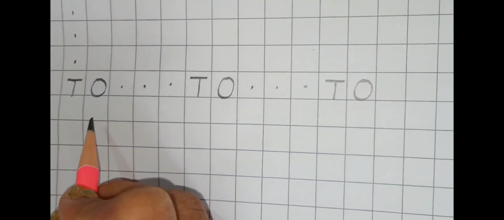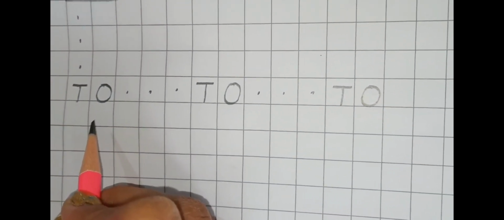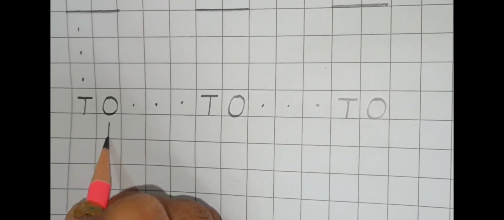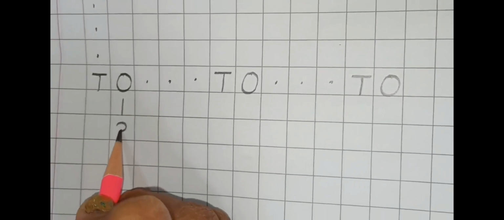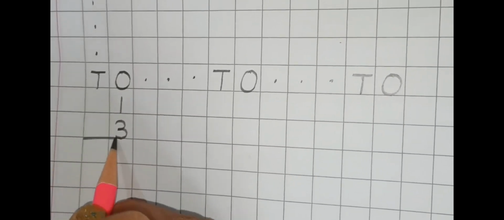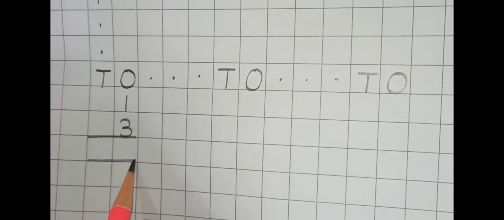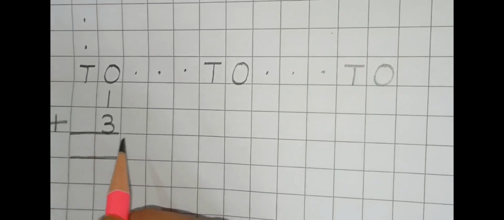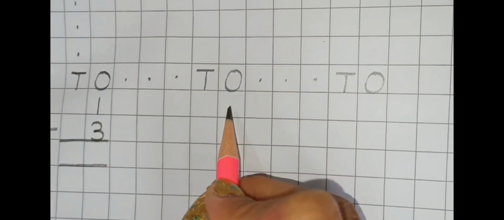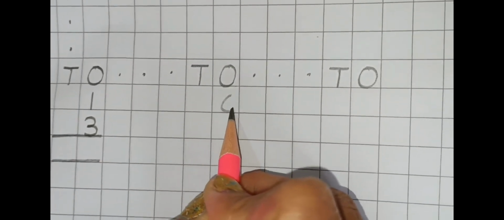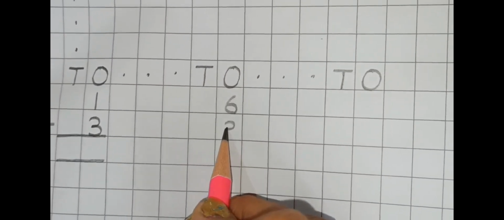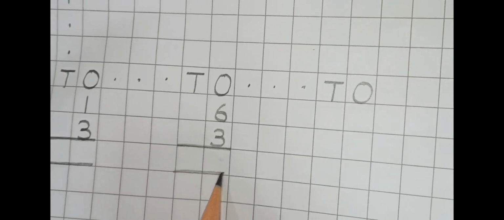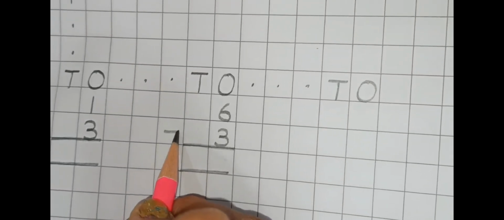Now we'll write the sum under O, means under ones. Under O, first we'll write 1, and under 1 we'll write number 3. Then two lines and sign of addition. Under this ones we'll write number 6, and under 6 we'll write number 3. Then two lines and sign of subtraction.